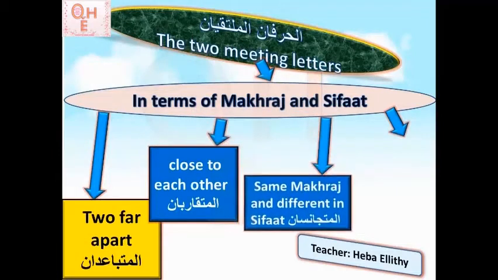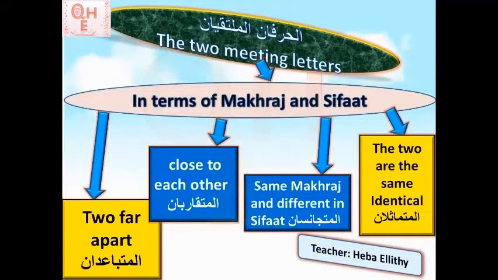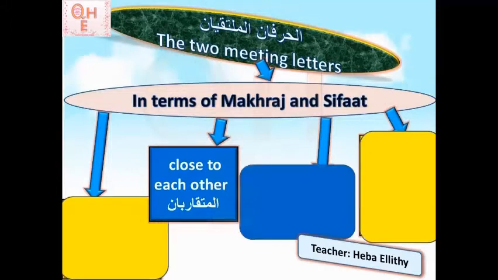If it is the same makhraj but different in Sifat, this is Al-Mutajanisan, and it was our last class. And if it's exactly the same letter, identical, we call it Al-Mutamathelan. Today, inshallah, we will explain Al-Mutaqareban, close to each other, and how the relationship between them works.